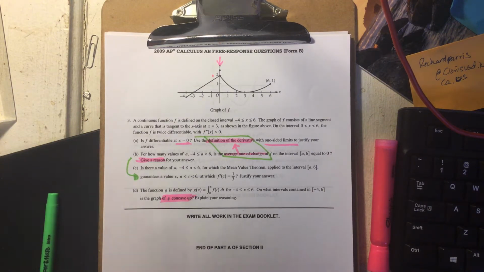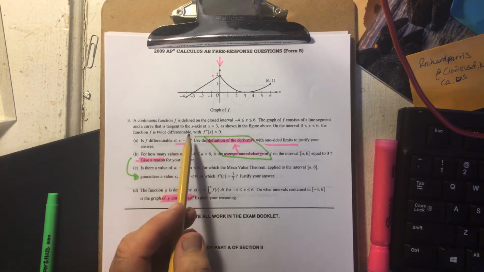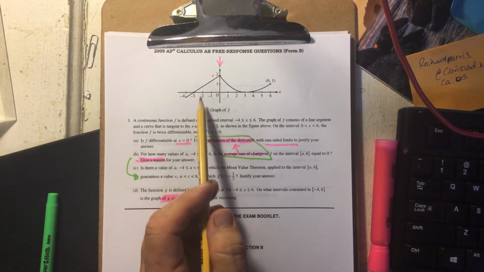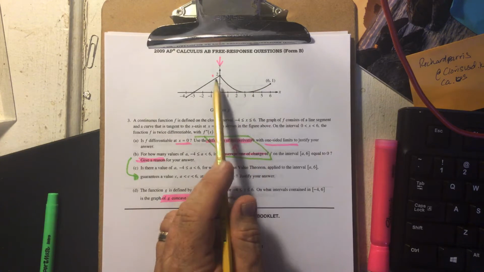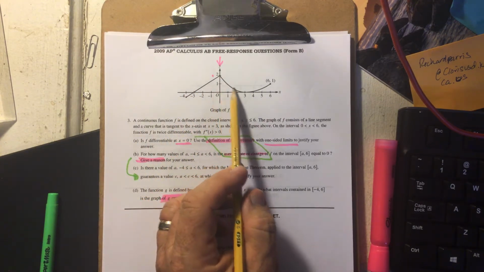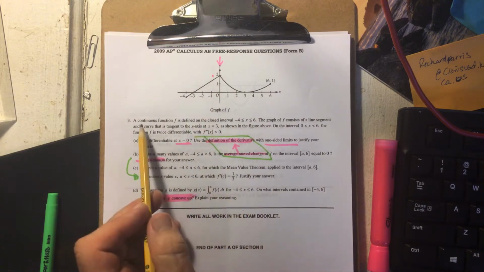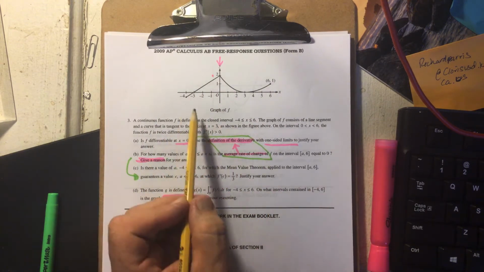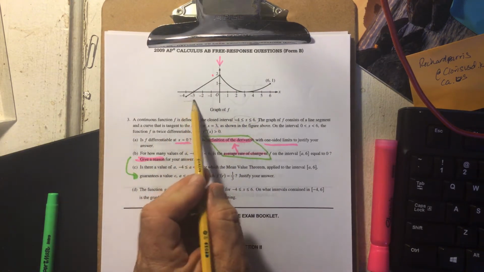All right, guys, here's number 3 of 2009. So if we're looking at this, they give us a graph. So we're dealing with a continuous function. You can see that it's continuous. There's no breaks, and they kind of tell you all this information. They kind of give us the information about the graph.